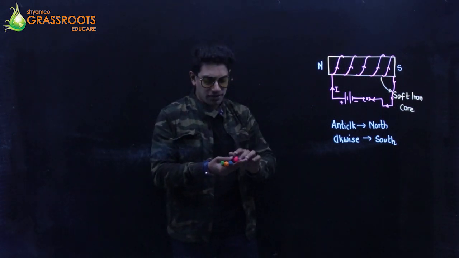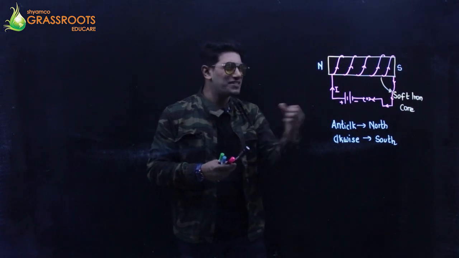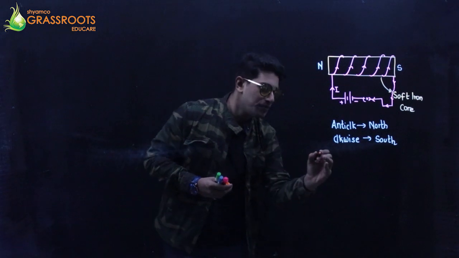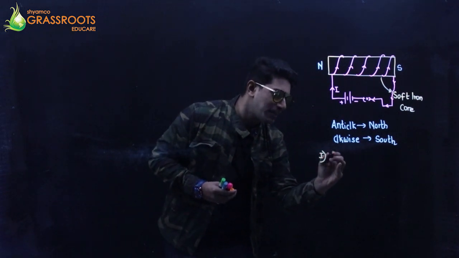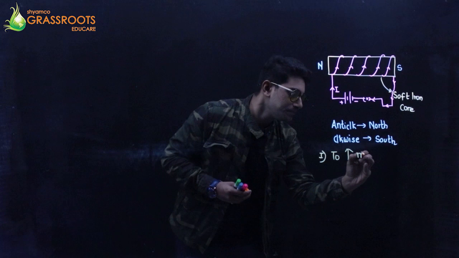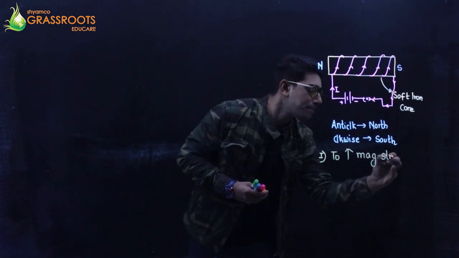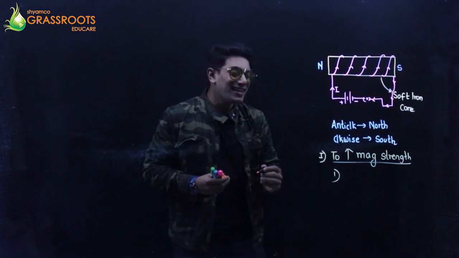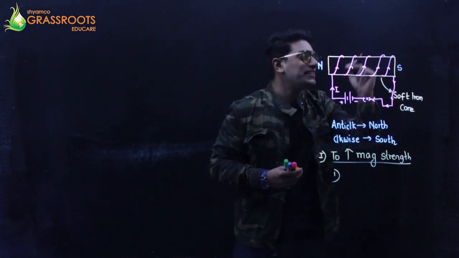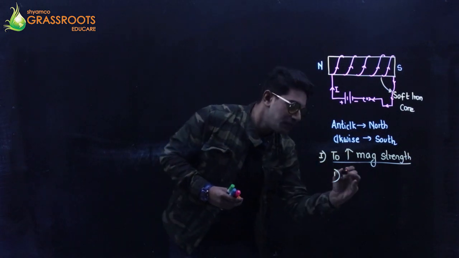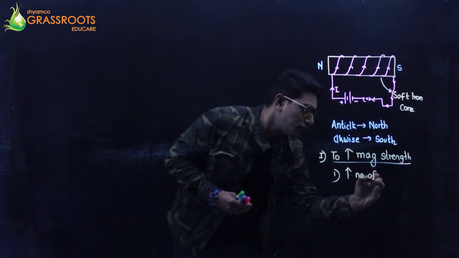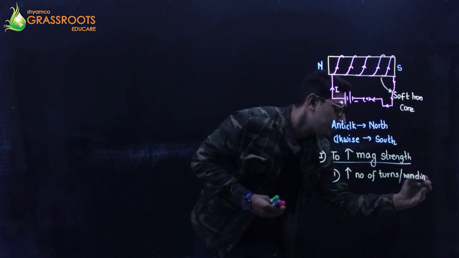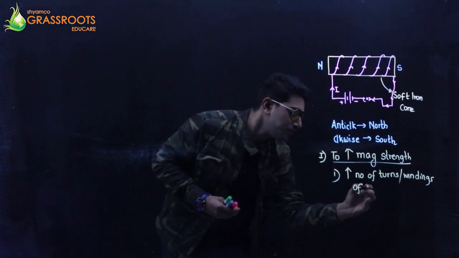Going on with the next part, how to increase the magnetic strength? I can also increase the magnetic strength of the system. First, to increase the magnetic strength, what I can do is increase the number of turns or windings of the solenoid.